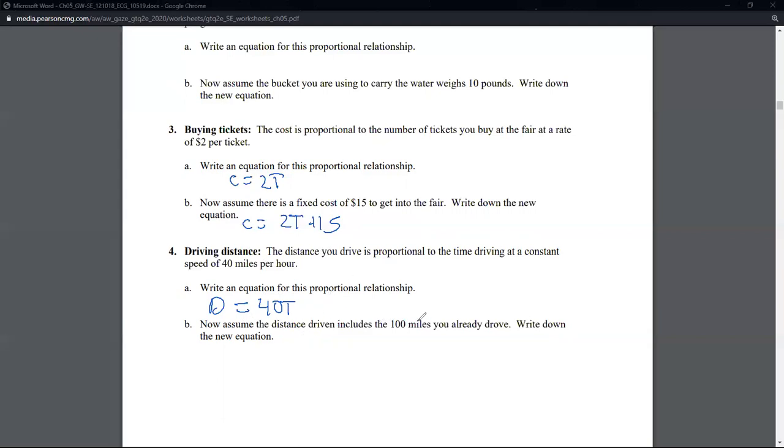Now assume the distance driven includes the 100 miles you already drove. So that's our fixed amount or our initial amount. So we just add it in, 40t plus the 100. And again, that equation can be used to get all of the right-hand values from problem 4 previously. And just the 40t could be used to find the middle values from the previous example.